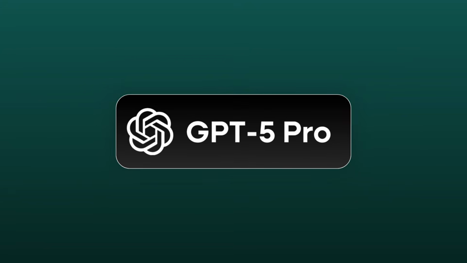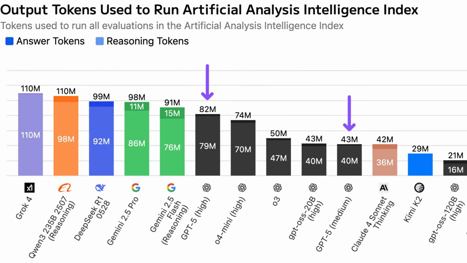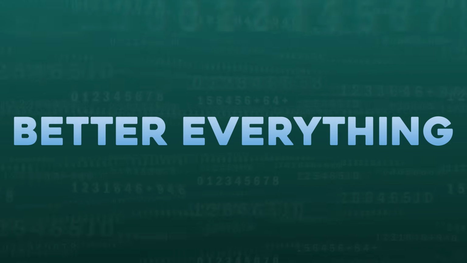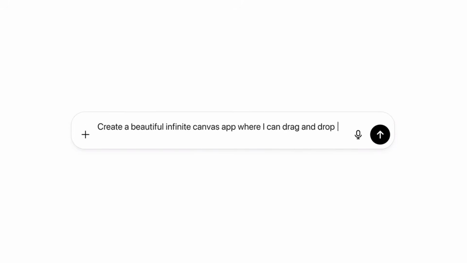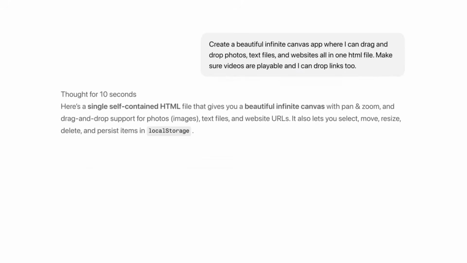Today, I'm going to show you how to get GPT-5 Pro completely free. This is the newest AI model from OpenAI, and it's destroying everything else. I'm talking better code, better designs, better everything. And you don't need to pay a single dollar to use it. I tested this thing for 48 hours straight, and what I found will blow your mind.